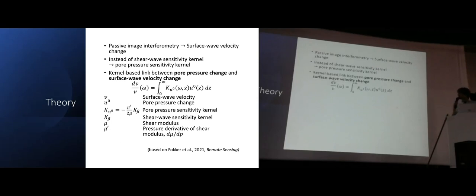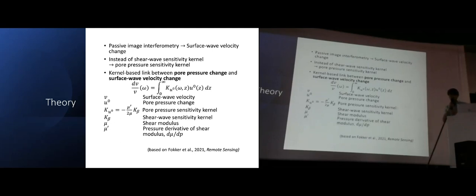Such a link looks like this, where we have on the left surface wave velocity change as a function of frequency. On the right, we have pore pressure change as a function of depth. And in between there is the pore pressure sensitivity kernel. We derived that this pore pressure sensitivity kernel can be obtained just by a simple multiplication of the shear wave sensitivity kernel and a factor that consists of the elastic parameters, so the shear modulus and the pressure derivative of the shear modulus.